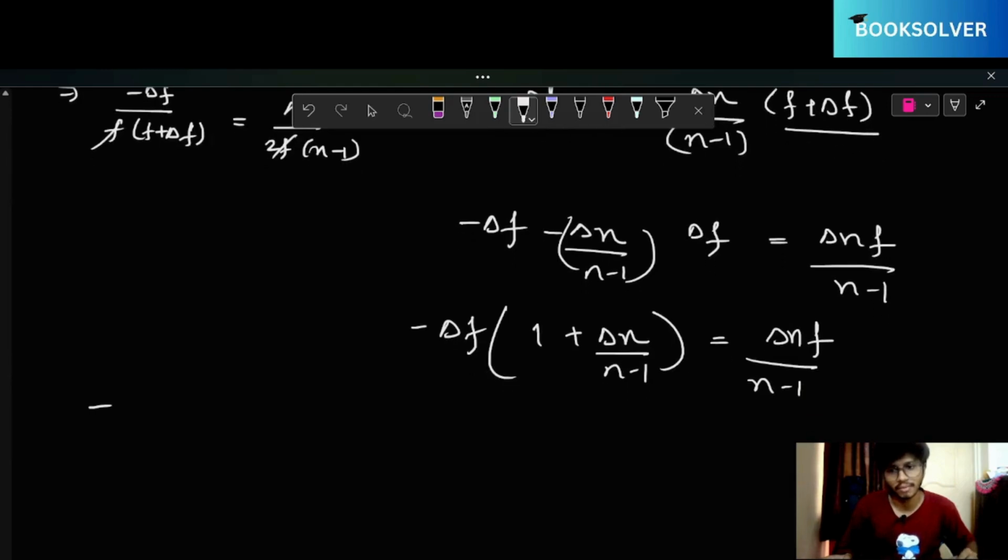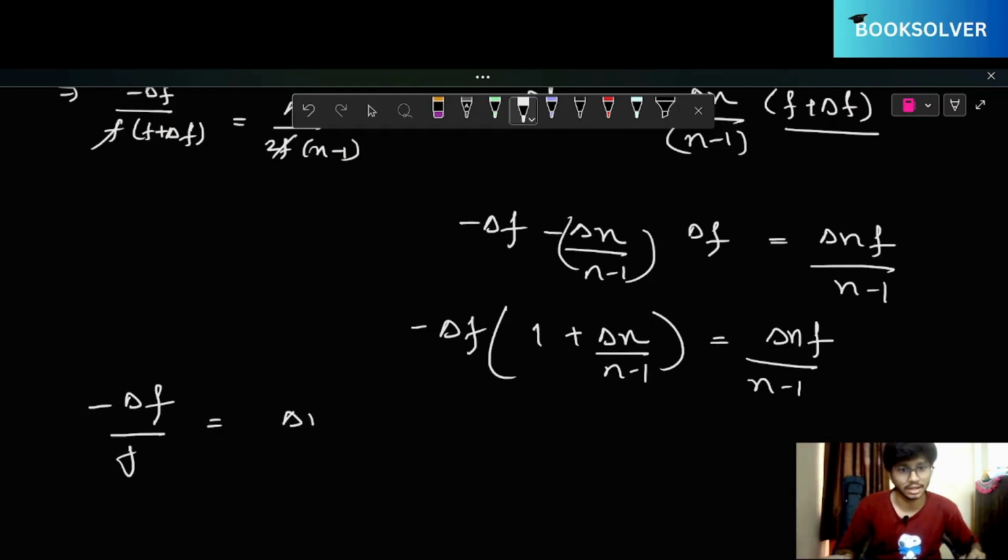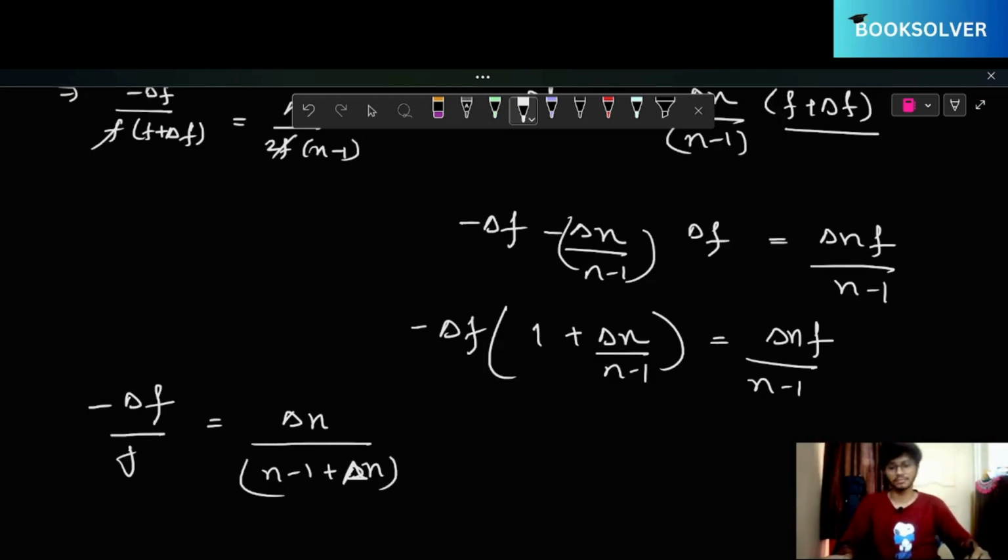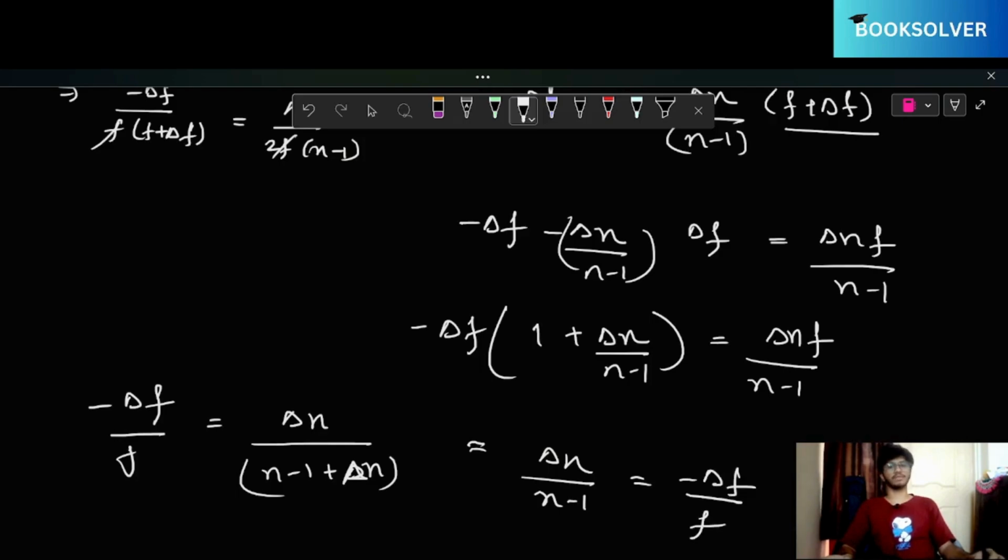So we have minus delta F by F equal to delta N by N minus 1 plus delta. Delta N is much less than N minus 1, it is given, so we can write this as delta N by N minus 1. That is what minus delta F by F is.